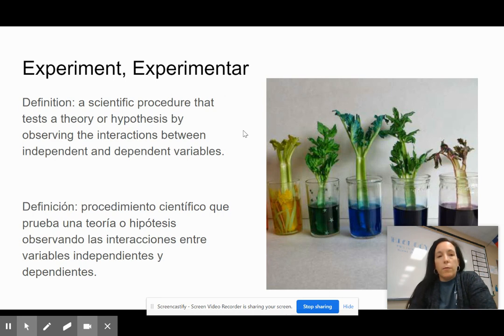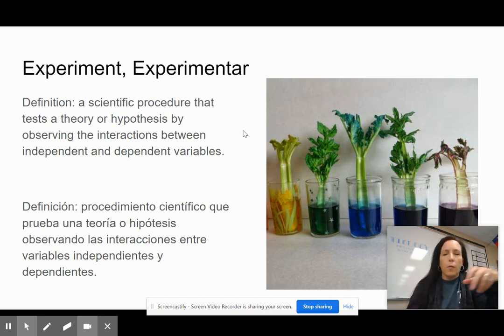The experiment itself is a scientific procedure that tests a theory or hypothesis by observing the interactions between independent and dependent variables. It's really important that you only have one independent variable. You're only trying to figure out one thing in your experiment. You only have one thing that's different, because if you have more than one thing that's different, then your experiment is going to be skewed, and you don't know what's making the dependent variable measured differently. All an experiment does is look at the correlation or the interactions between the two variables.